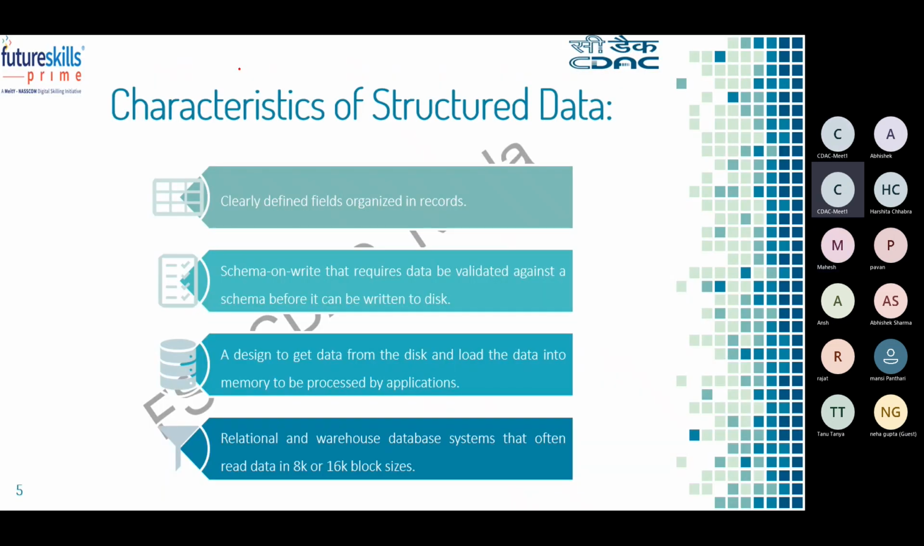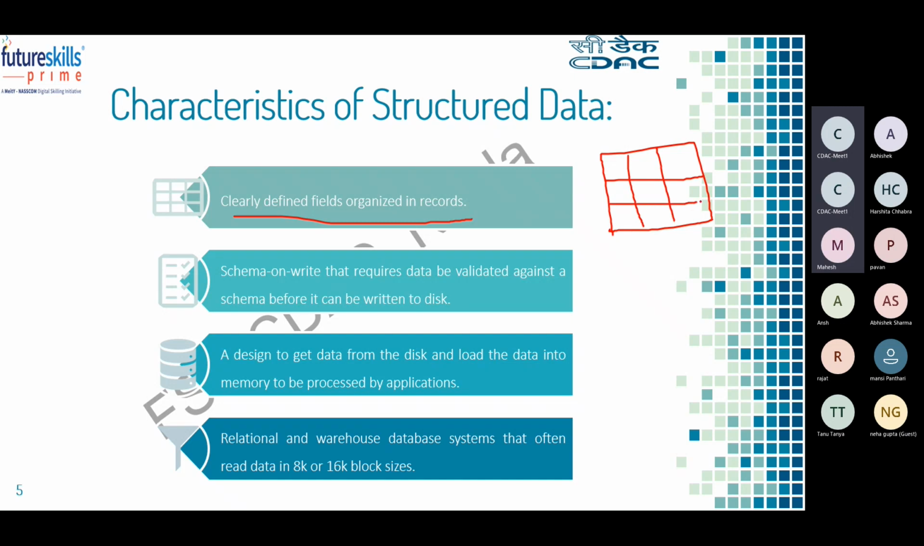Now let's see some of the characteristics of structured data. Structured data has a clearly defined field organization in records. When you were studying DBMS, it must have been told to you that we have a table in row and column format, where rows are known as records and columns are known as attributes. So structured data has a clear schema which is organized in records, meaning it is arranged in these rows.